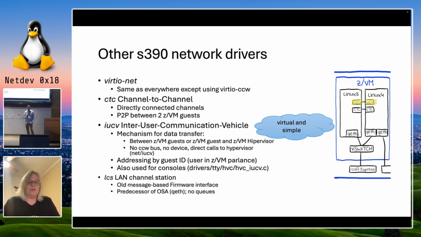And the transport is called Inter-User Communication Vehicle. That is a mechanism where you can send messages from one guest to the other guest, or from the hypervisor to the guest, or from the guest to the hypervisor. And the addressing is really simple. You just use the guest name to address wherever you want to send the messages. And the access control is done in the hypervisor.